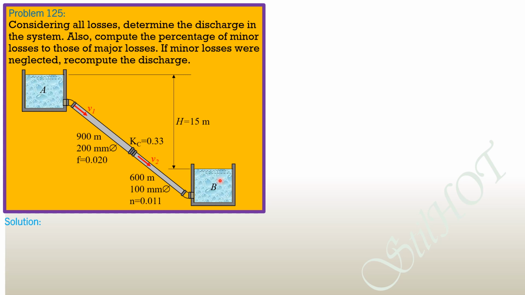And major losses consist of pipe friction 1 and pipe friction 2. We have the Darcy-Weisbach friction factor given, and Manning's for the second part.